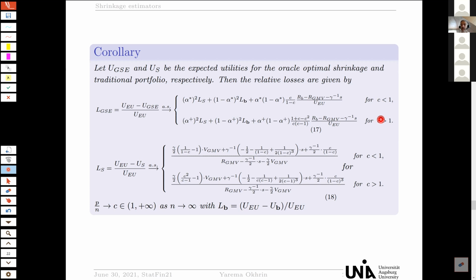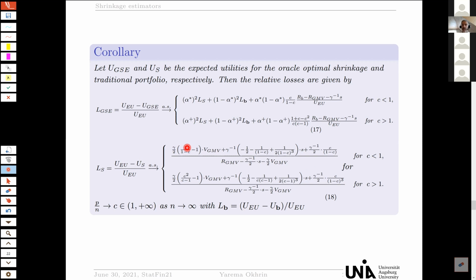Again, we have to distinguish between c smaller than 1 and c larger than 1. And then this L_S here can be computed explicitly using those two large formulas over here. But in fact, we can plug in those two things instead of L_S up there, and we get our loss.